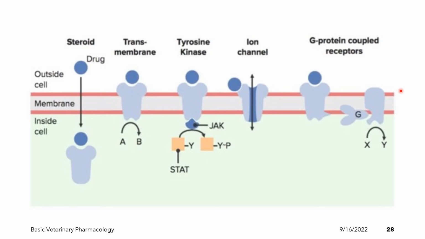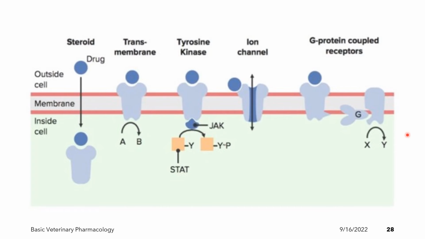Another type of receptor is the enzyme-linked receptor or the tyrosine kinase receptor. So when a drug binds to this particular receptor in the extracellular component, this will lead to the dimerization of the two parts of the receptor intracellularly. This dimerization will activate the tyrosine kinase, thereby leading to the phosphorylation of the tyrosine molecules on the target proteins.